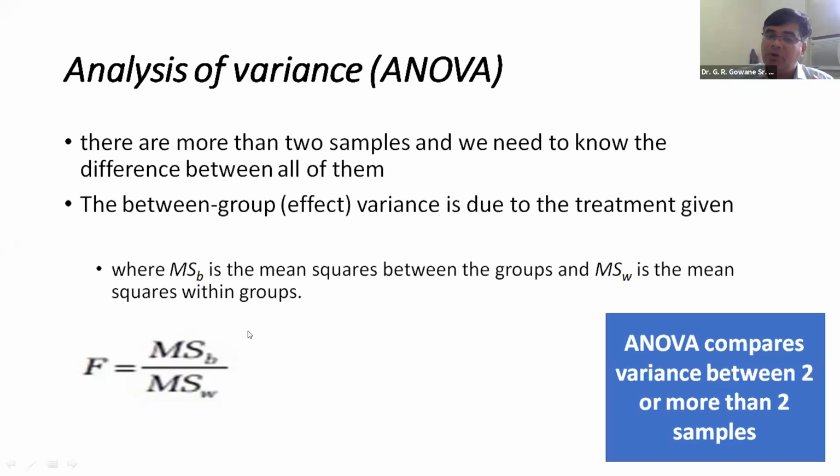Now here you can see that there is a difference within the sire, MSW. The difference within the sire is nothing but the difference between the daughters of the same sire. And then there is a difference between the sires, which is the difference between the five different sires. So likewise, we can get here MSB upon MSW and you can compare the variance between two or more than two samples.